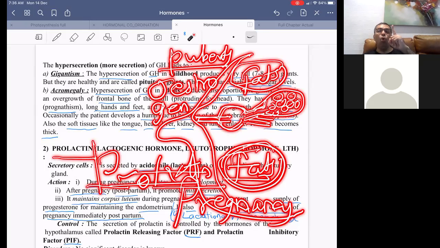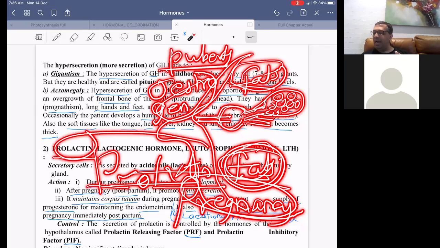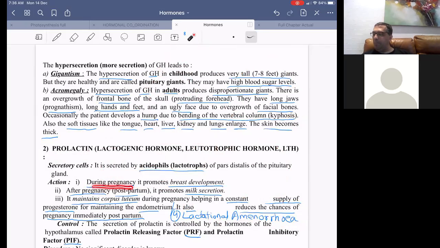याद रखना, who deposits fats at puberty? Fats at puberty are deposited by estrogen. Who deposits fats during pregnancy? During pregnancy, fats are deposited by prolactin. Prolactin deposits fats in the mammary gland and shows a tremendous increase in the size of the mammary gland. And during pregnancy, it promotes breast development. After pregnancy, postpartum, it promotes milk secretion.